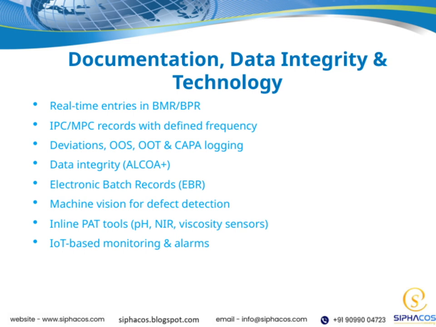Machine vision technology is also increasingly important for defect detection, providing automated, high-precision inspection that reduces human error. Inline PAT tools, such as pH meters, NIR sensors, and viscosity analyzers, enable us to monitor critical parameters continuously during production, allowing immediate adjustments if needed. IoT-based monitoring and alarms take this a step further by providing real-time data streams and alerts, helping us respond quickly to any anomalies.